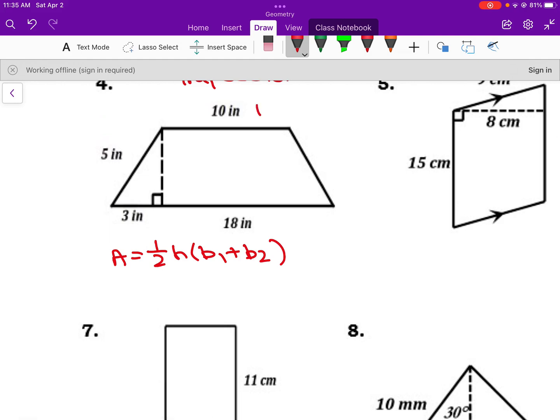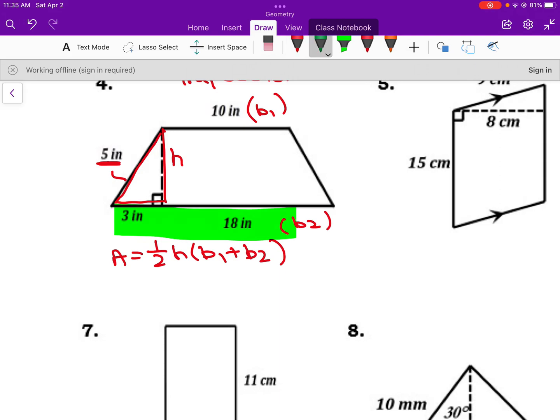So base 1 up top here is just 10 inches. Base 2 is going to be the sum of both of these guys. And then here's where this is tricky. This 5 is pertaining to the hypotenuse of what would be a little right triangle here that I construct. But I want the height right here, right? So I'm going to have to do a little quick run through of Pythagorean theorem, knowing that we have a leg 3, an unknown leg b, and a hypotenuse of 5.